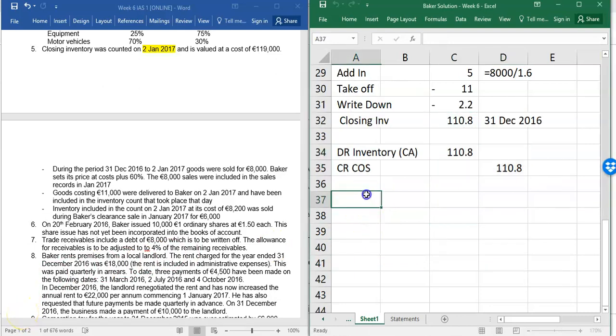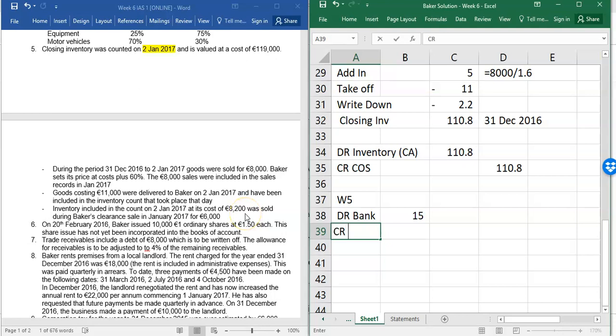So that brings us on then to working 5, as we've labelled them. This is to do with a share issue during the year that has not been incorporated into the books. So again, you're going to get debit bank, the amount of money. You raised shares, 10,000 shares of €1.50 each, is 15,000. So we're dropping the last 3 zeros.